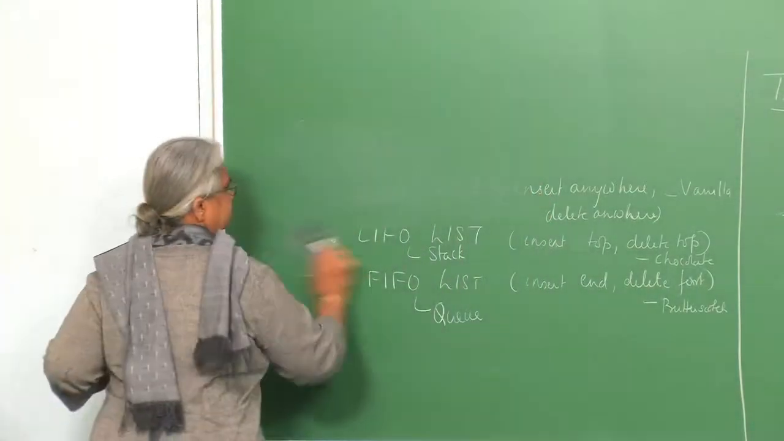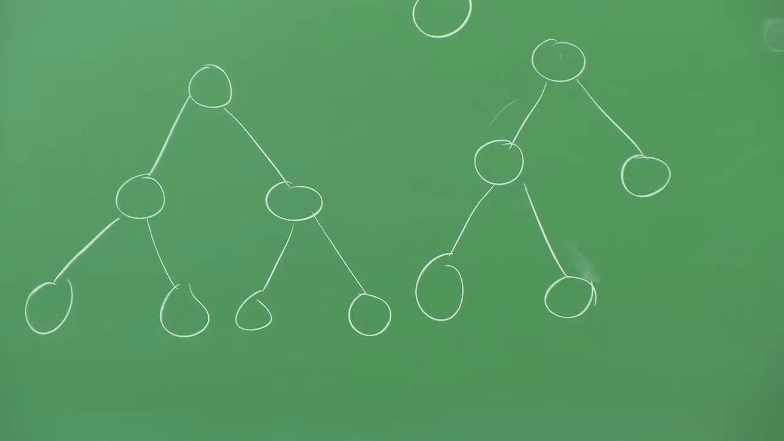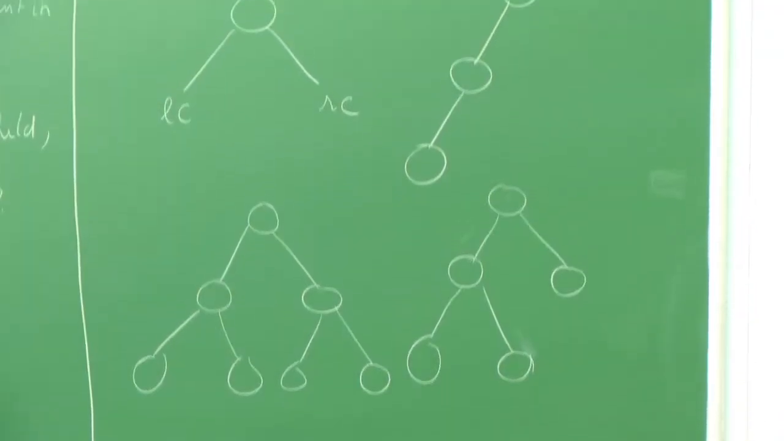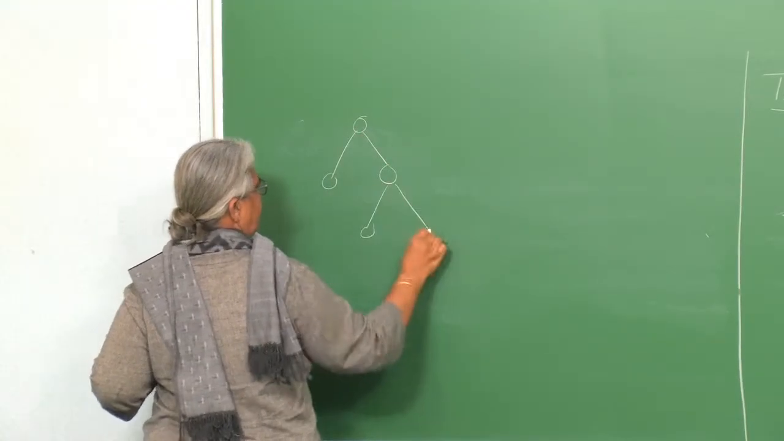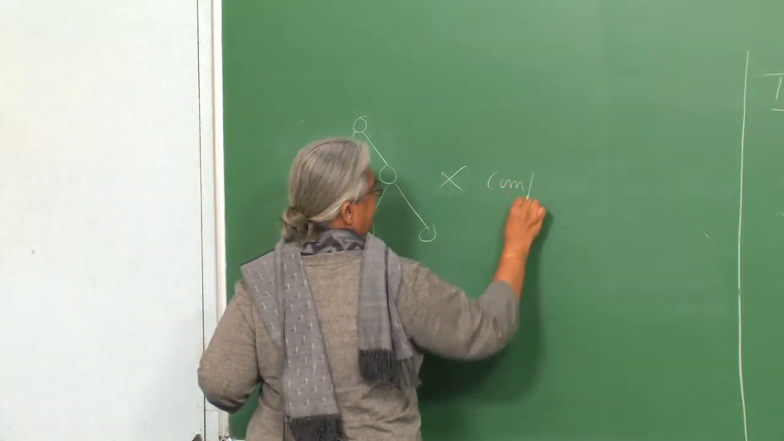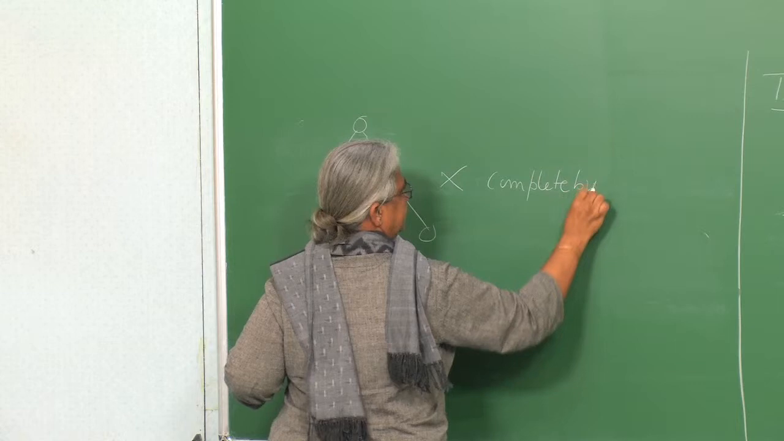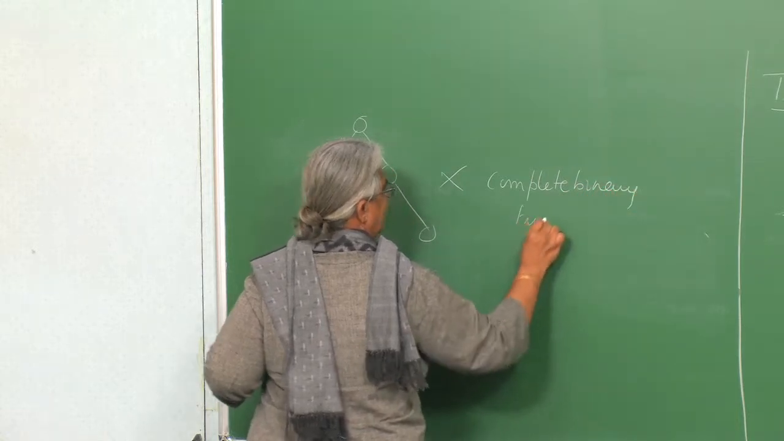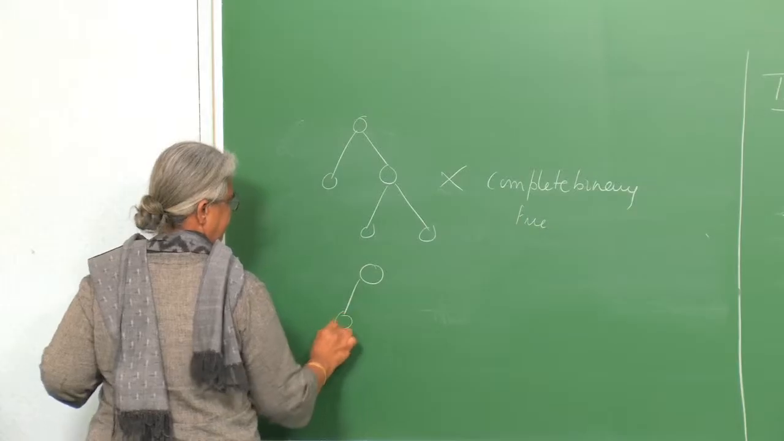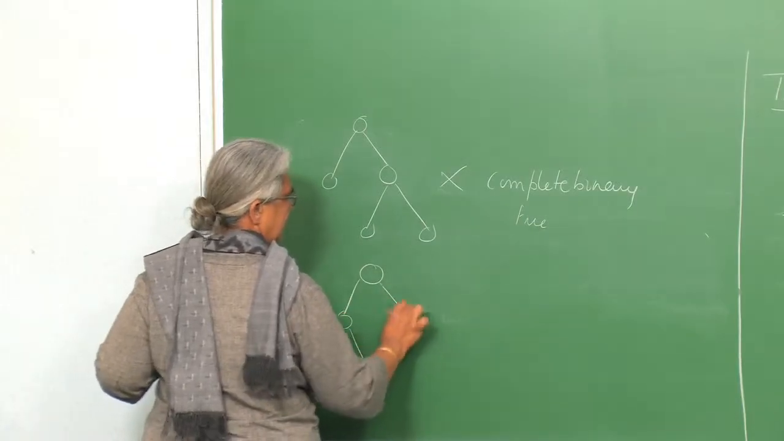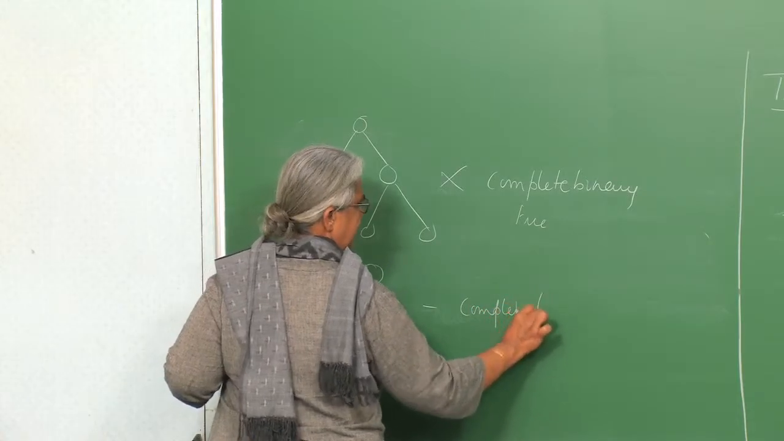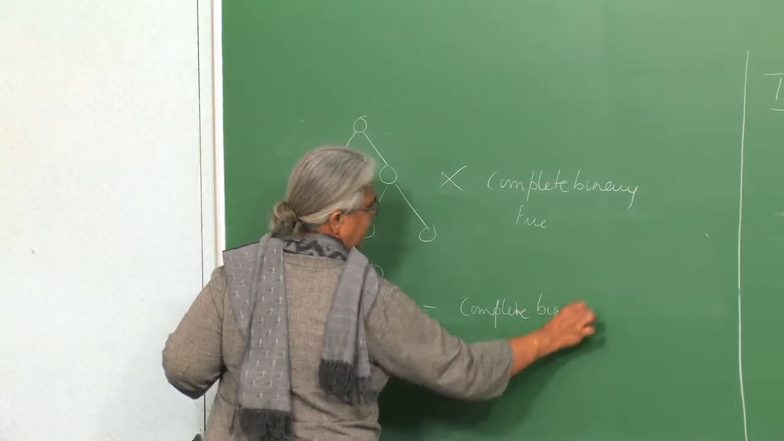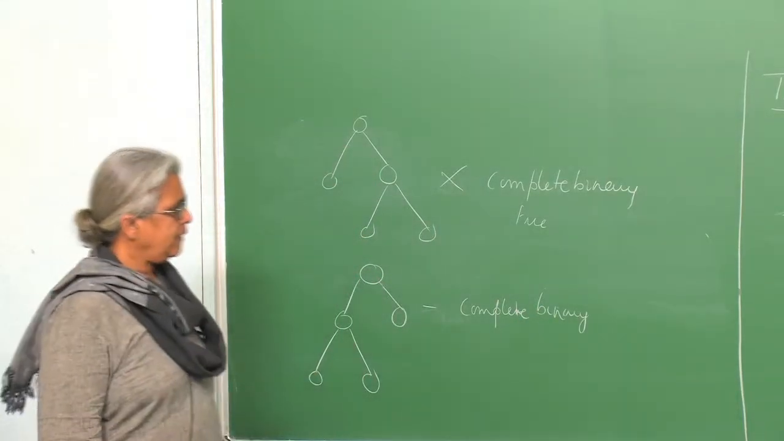while this one is not. This is not a complete binary tree. While its mirror image, this is a complete binary tree. Such binary trees have lot of applications in building what are called priority queues. We will talk about that a little later.